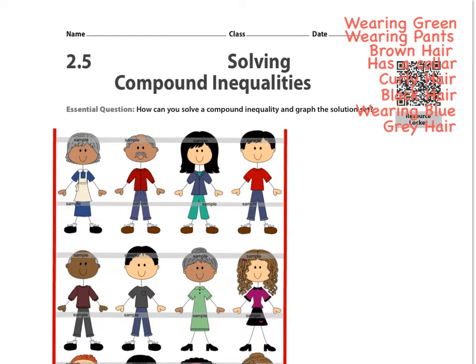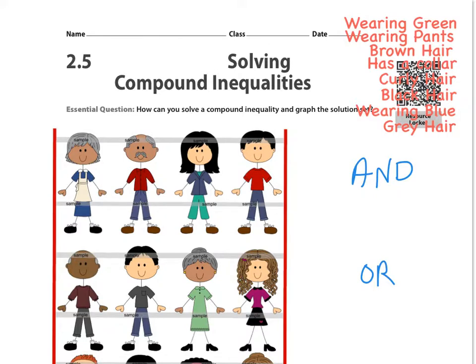Okay, here's our lesson, 2.5, solving compound inequalities. For this first slide, we're just going to take a minute or two. I want you to think about the difference between what these two words mean, the word "and" and the word "or." We're going to do some examples, and we're going to use these little characters that you see to try to answer: if it's "and," who am I talking about, and if it's "or," who am I talking about?